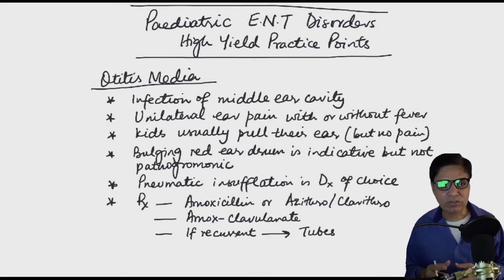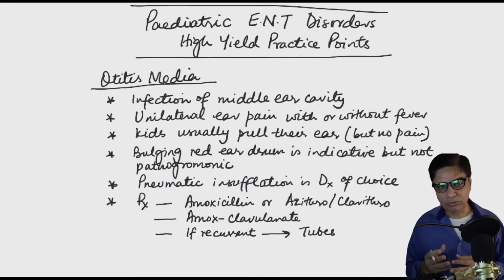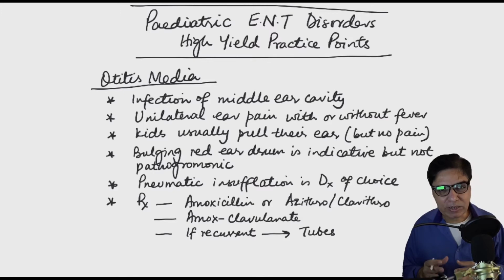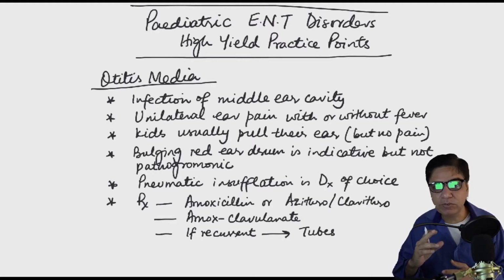The diagnosis is usually confirmed by pneumatic insufflation, in which a little puff of air reveals a tense, immobile tympanic membrane. Now, when you do otoscopy and you see a bulging red angry membrane with loss of light reflex, it is indicative of fluid behind the ear, but it is not pathognomonic of otitis media. So keep in mind that a red bulging membrane with loss of light reflex is indicative, not diagnostic, because the only thing that is diagnostic of otitis media is pneumatic insufflation, which we rarely do.